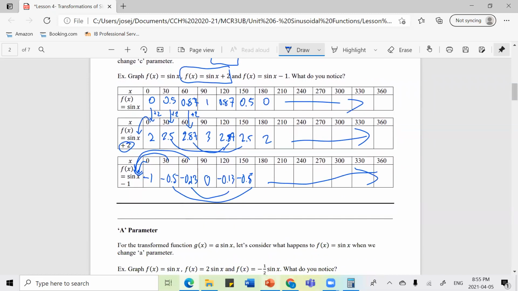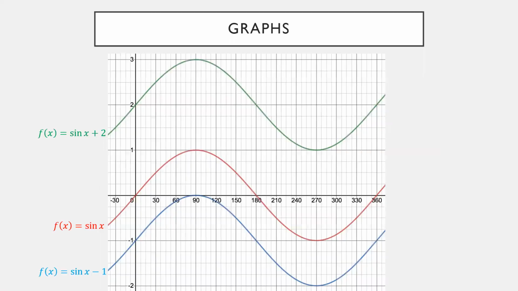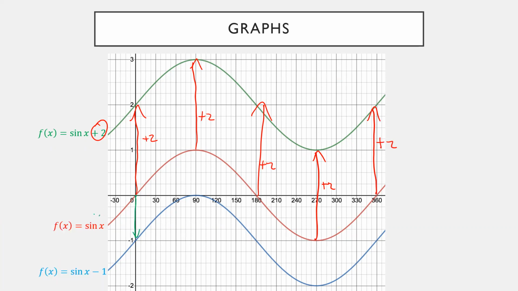So what we end up seeing, going back to our graph, is that really that C value, all it does is shift the graph up if the C value is positive. In this case, because it was sine x plus 2, we simply take our previous y values and add 2 to them. That's all we did. We're simply adding 2 each time. And of course, if the C is negative, we can see here that we are just taking our previous y values from the original sine function, and we're just taking away 1.